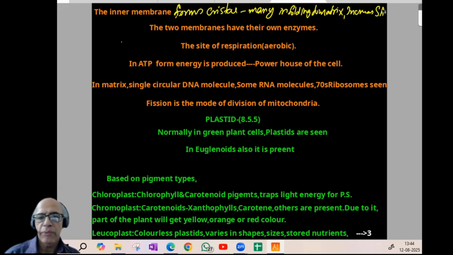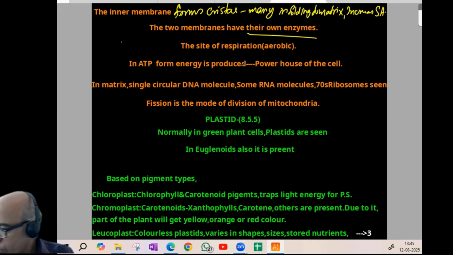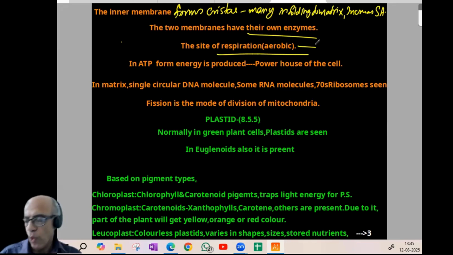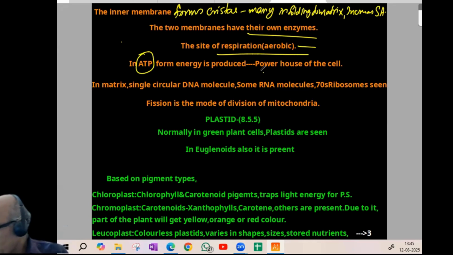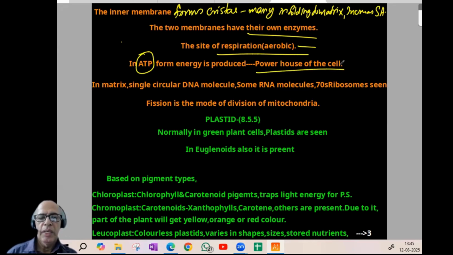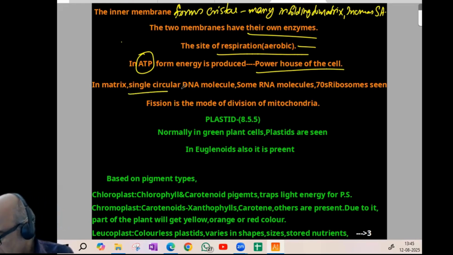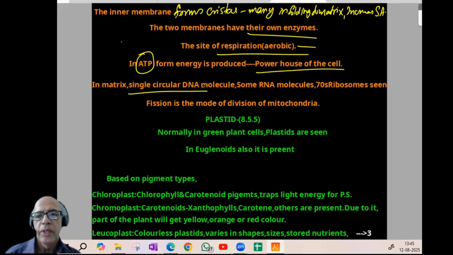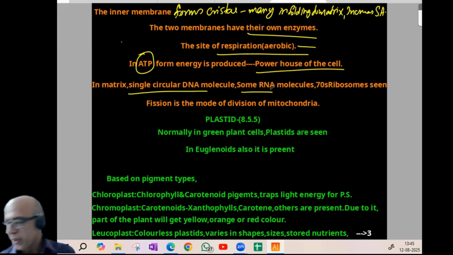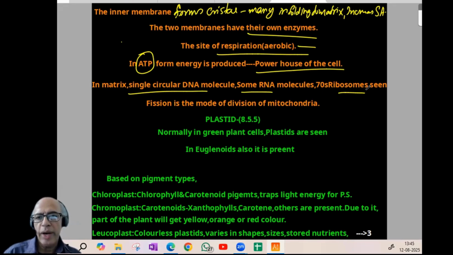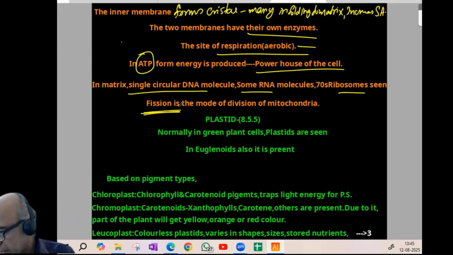And two membranes have their own enzymes. And mitochondria is supposed to be the site of respiration, specifically aerobic. In ATP form, energy is produced. And that is why mitochondria is called powerhouse of the cell. And in matrix, next is important again, DNA is seen. It's exceptional. So single circular DNA molecule. And we can also find some RNA molecule, 70S ribosome, etc. And how mitochondria divide? It is dividing by fission, direct NCERT.